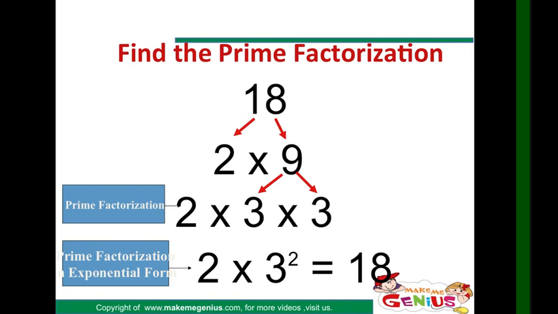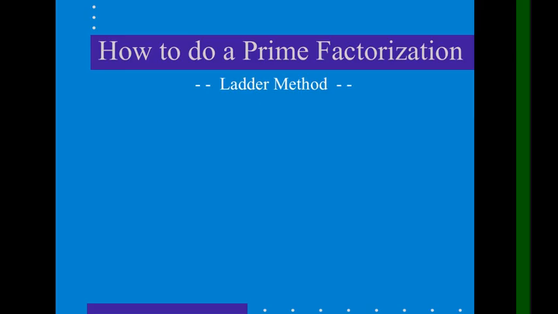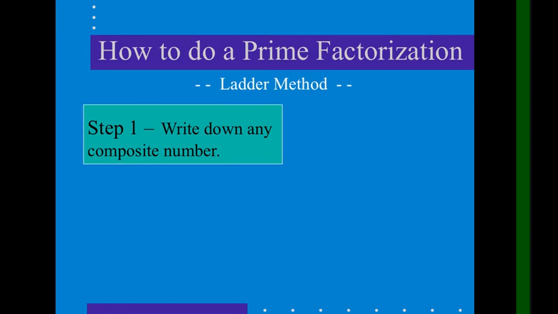Dumako tayo sa ibang way ng pagkuha ng factors ng number. Okay? At ang tawag dito ay tinatawag nating ladder method. Paano naman yung ladder method? Step 1, write down any composite number. So, this is a composite number. Number 18 is a composite number.